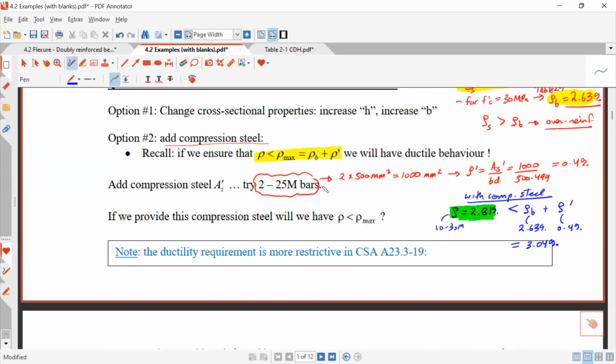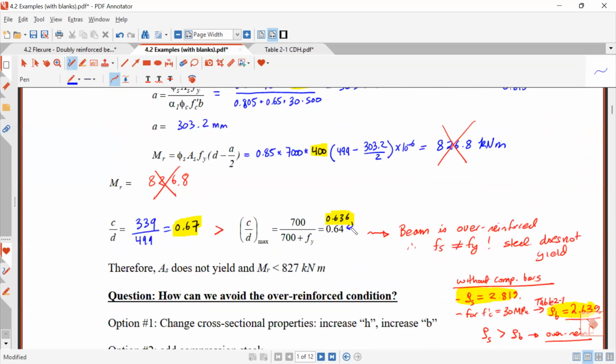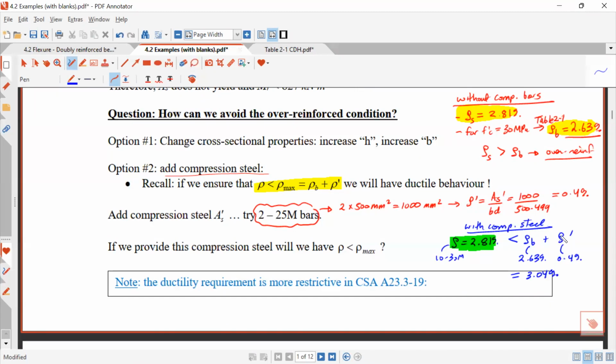And then we said, let's add here in the top, let's add 225 right here and here. Let's add 225M. That gives me this extra rho prime. So if I take rho balance plus rho prime, it's 0.4%. So if I compare these two numbers, I can see I'm going to be outside this over-reinforced condition.